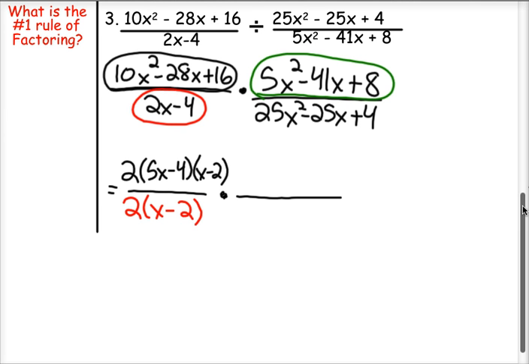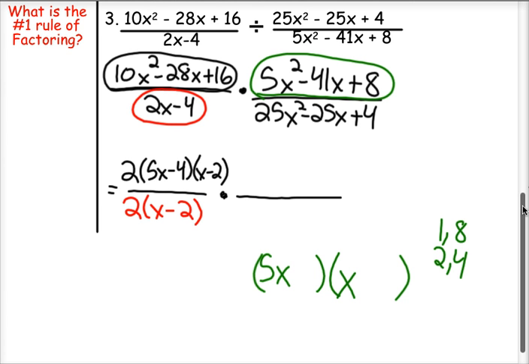So 5x squared minus 41x plus 8. Quadratic trinomial. So that's telling me that I'm going to be looking for my two parentheses. How do we get 5x squared? Well, we're getting 5x and x. And then that 8 is coming from 1 and 8 or 2 and 4.